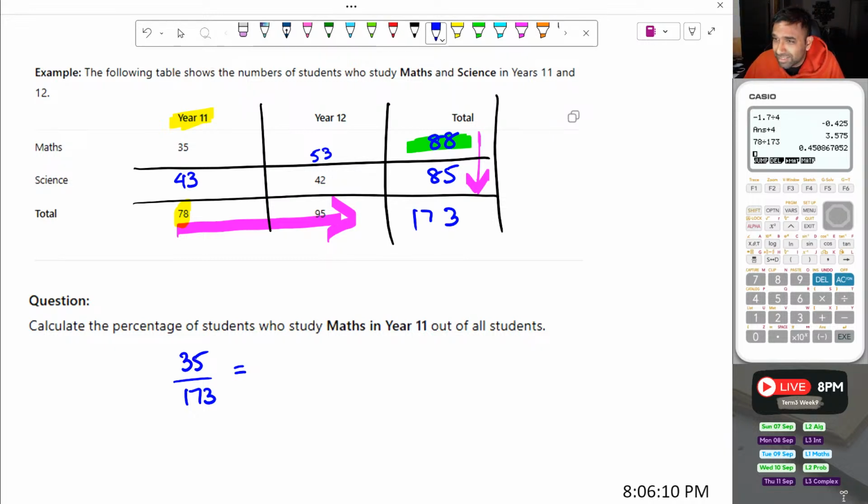Maths in year 13. See, this is what happens. I was trying to get distracted by a couple of people. It did say maths in year 11, and I actually did year 11. So that should only be 35 out of 173. So Jonty, I think you were right there. I got distracted. My bad there. 35 divided by 173. There you go. That should be the 20.23.